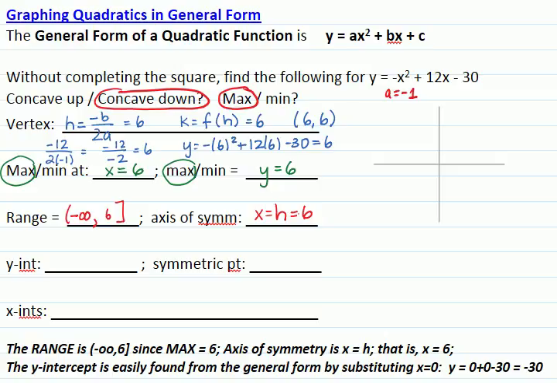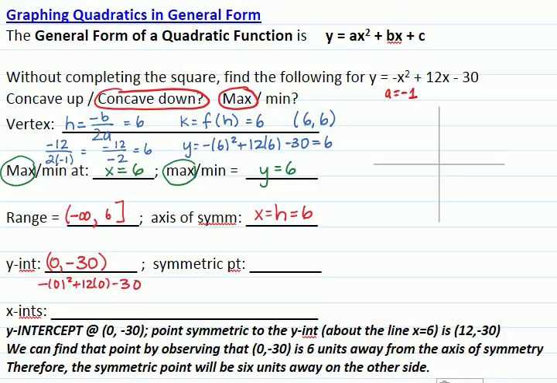The y-intercept is easily found if we go in the general form and plug in x equal to 0. So it's going to be -0 squared plus 12 times 0 minus 30, and that is equal to -30. And with x equal to 0, the point is (0, -30).